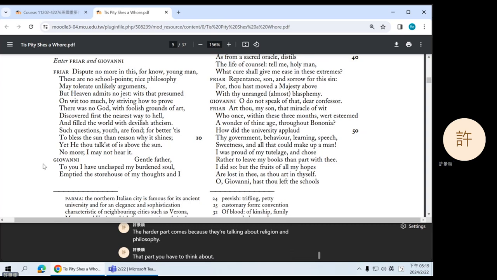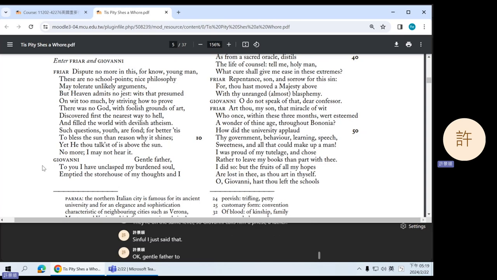Giovanni, gentle father. Father here in the sense of priest, 神父. To be a friar or to be a monk, you have to have the same religious authority as a priest. They're on the same level. So Giovanni calls him a priest, a father, 神父. I just said that. Okay.